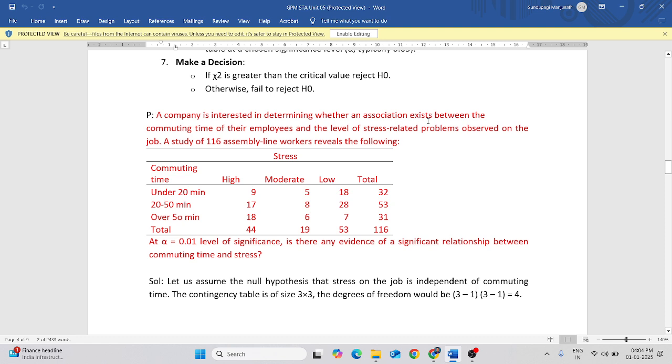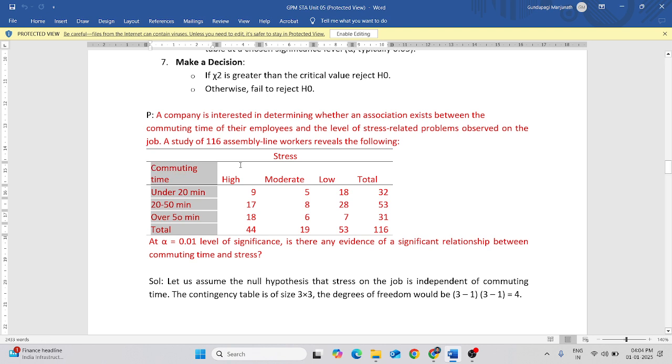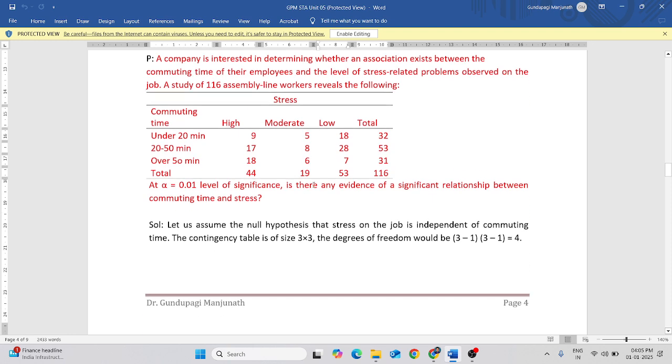So two variables are observed in this particular problem. One is commuting time, and the other is stress. Stress, again, how many levels do we have? High, moderate, low. At the 1% level of significance, we need to find out whether there is any evidence of a significant relationship between commuting time and stress.